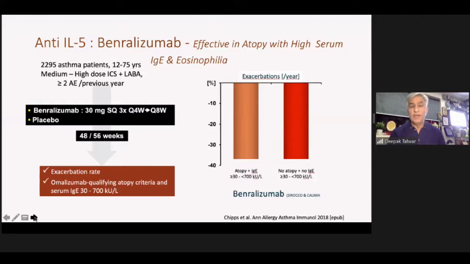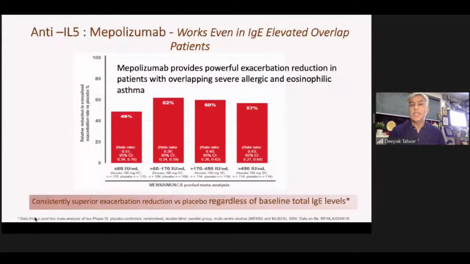A very important feature of anti-IL-5 drugs, both benralizumab as well as mepolizumab, is that both of them are effective even if the patients have high serum IgE level and atopic status, in the form of a positive skin prick test or specific IgE. Similar data has been seen with mepolizumab, that irrespective of the IgE level of the patient, whether high or low, so long as the eosinophils are high, mepolizumab is equally effective. So whether it is allergic or eosinophilic asthma, even mepolizumab has been shown to be equally effective.